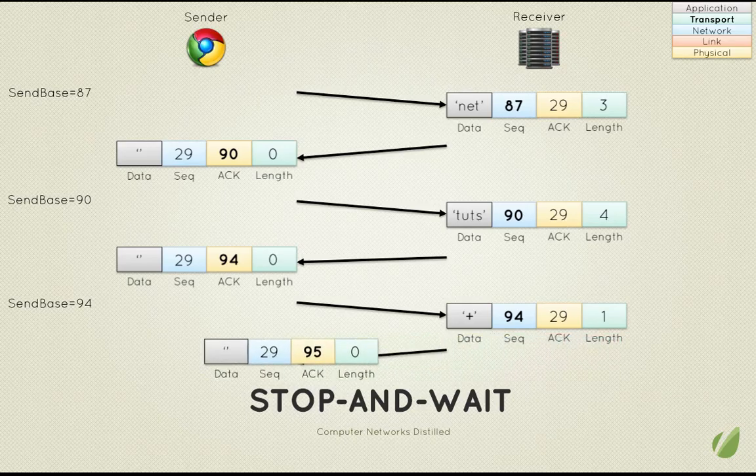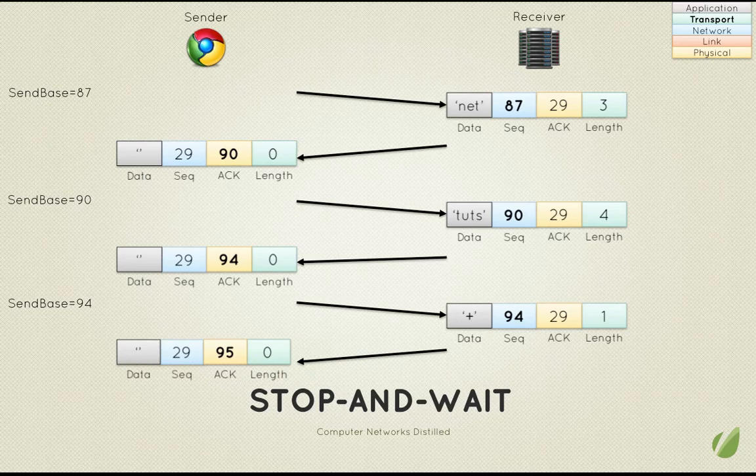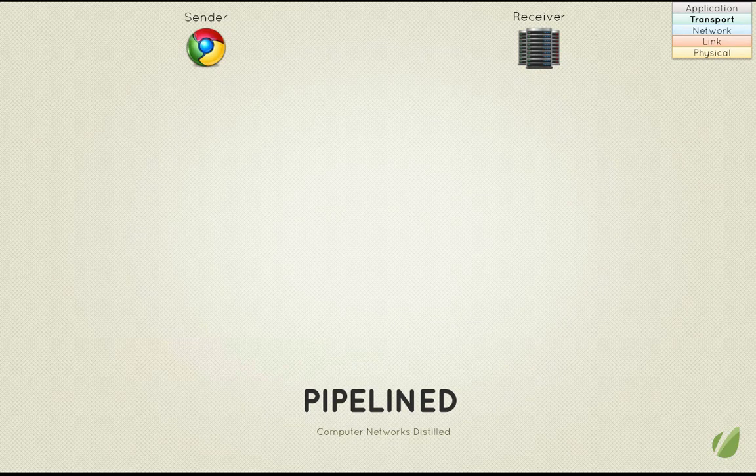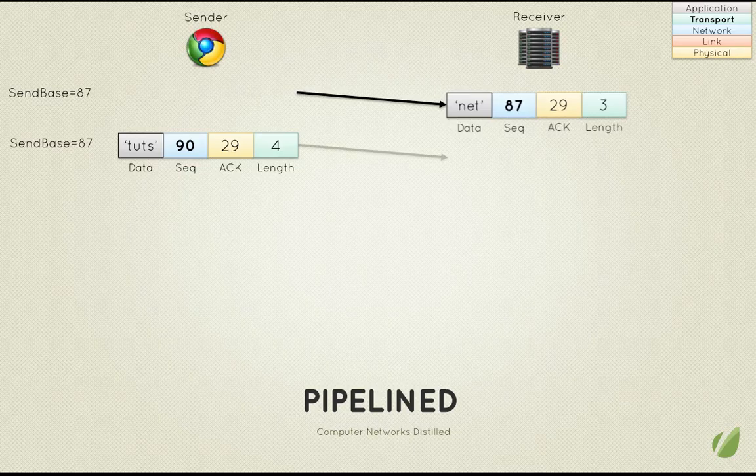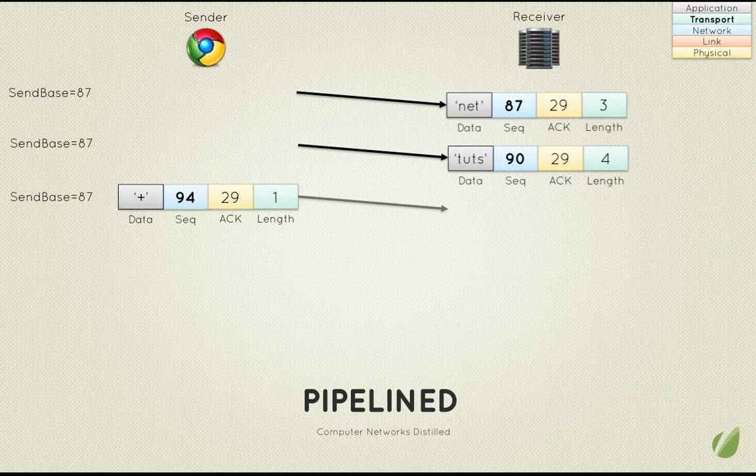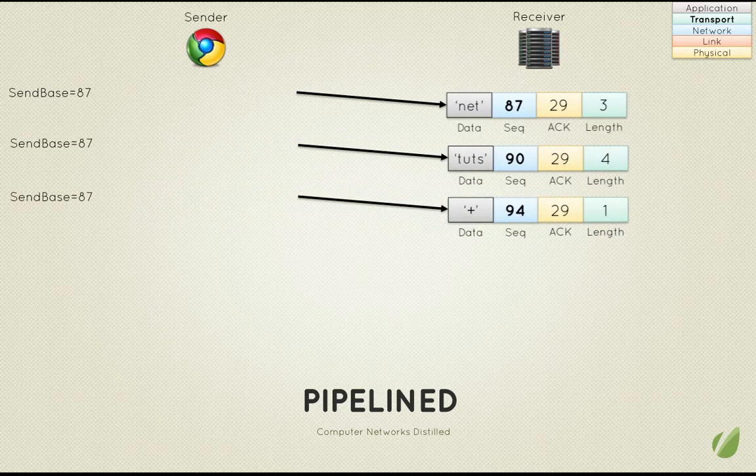So this is a demonstration of what TCP's sequence and ACK numbers would look like if we used a stop and wait protocol. TCP doesn't do that. TCP is pipelined. Let's see what that looks like. In a pipelined version of TCP, which is accurate, the sender will send multiple packets before it receives any acknowledgements. So we send the first packet, the second packet, the third packet, and notice that send base is 87 the whole time. The send base number will not be updated until an acknowledgement is received.